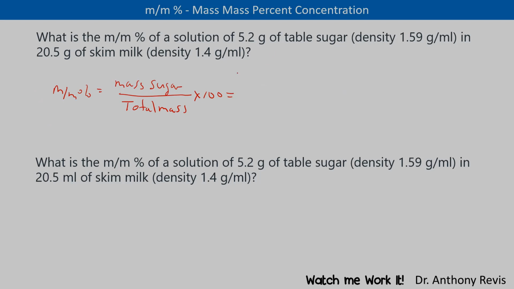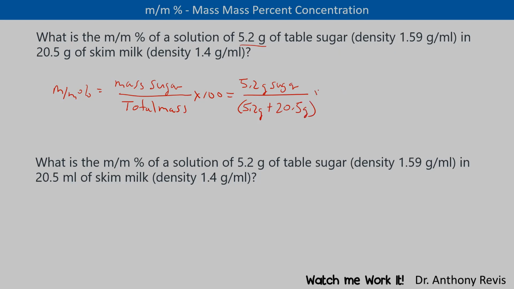And so if we look through our problem, we look for the mass of sugar. Oh, there it is right there. We have 5.2 grams of sugar. And we don't really need to write sugar, but I'm writing it here to emphasize the point that this is the substance you're looking for. And the bottom, our total mass, bring it right down. You're going to see it beneath there, plus the mass of the skim milk. There we are, skim milk, plus 20.5 grams.